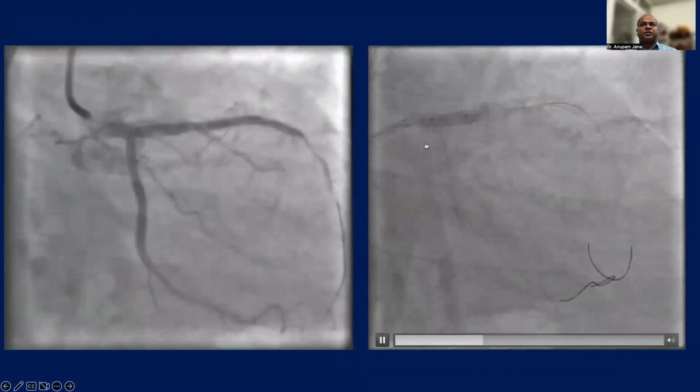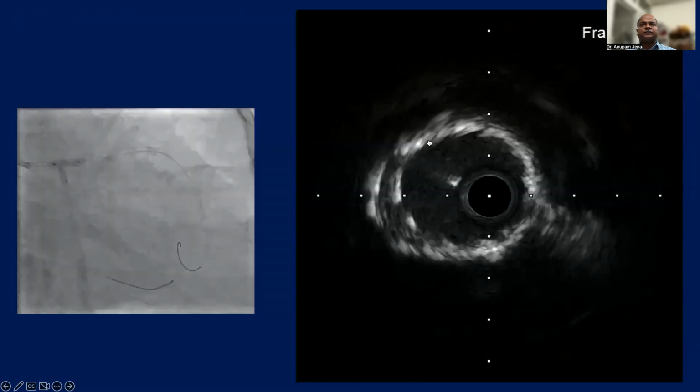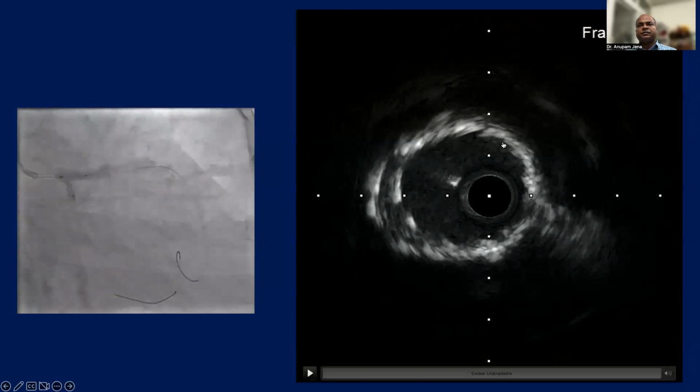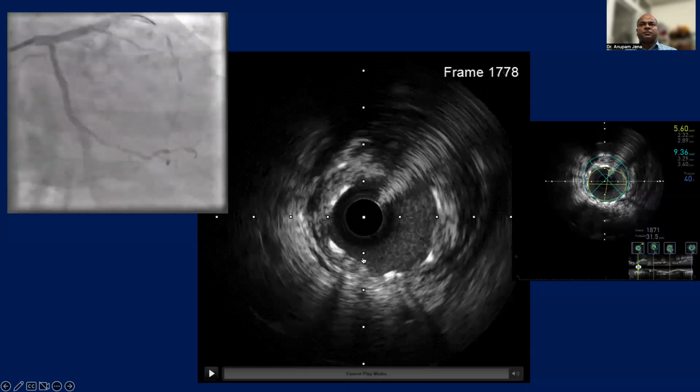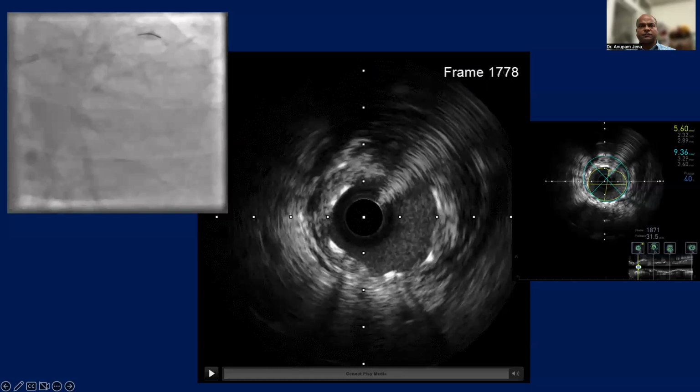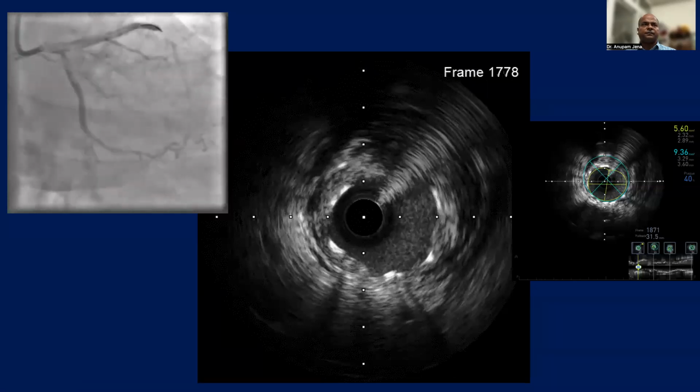Then serial post-dilatation of the stents was done. Final kissing balloon was done. And this is the post-stenting. This is the IVUS from the LCX ostium, where we could achieve an MSA of 5.6, which is fairly good actually.